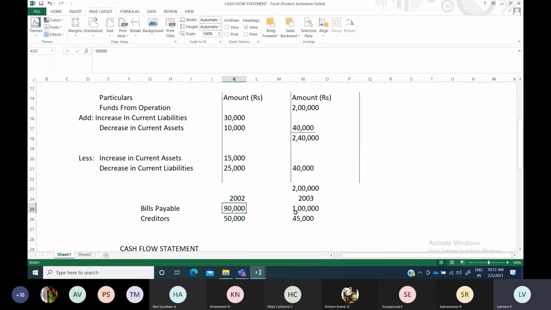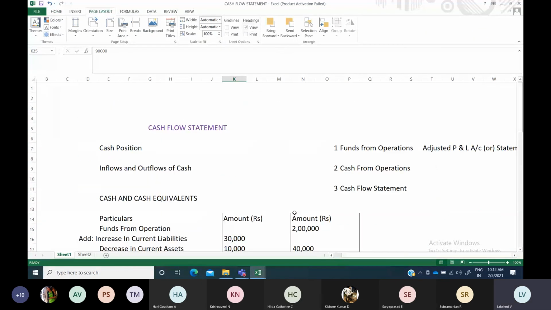So this is the cash flow statement that is prepared in a normal way. But the cash flow statement as per AS3, Accounting Standard 3, differs somewhat, which we can discuss.